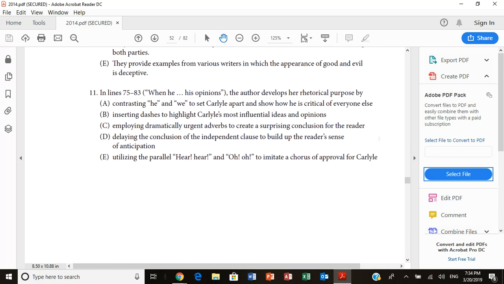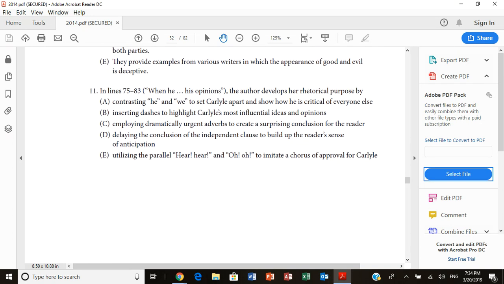Okay. Number 11 is the question I think is the most important one for us to look at carefully, because this is a course in rhetoric. And all of these things are happening in lines 75 to 83. And so this is a particularly challenging question to answer. And so I want to make sure that you understand why the answer is what it is. If I can find the right passage. Okay, it's actually on two different pieces of paper here. So it begins on line 75.